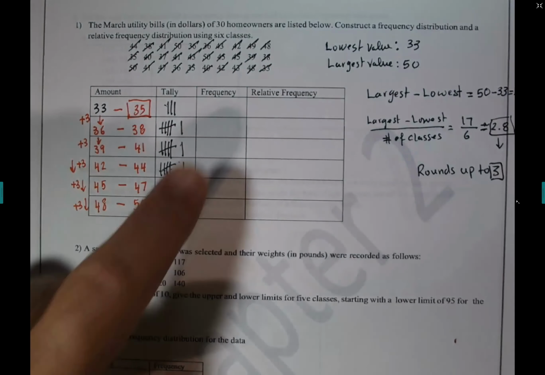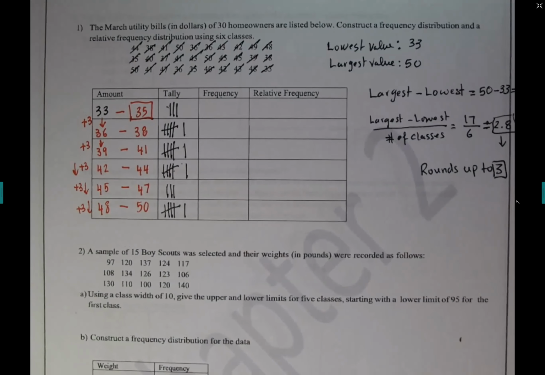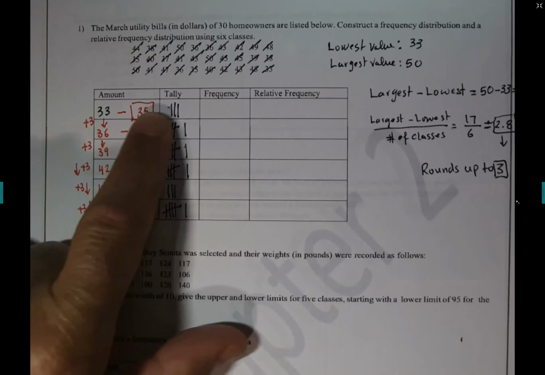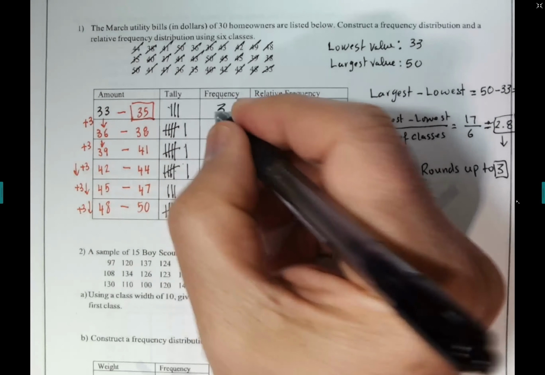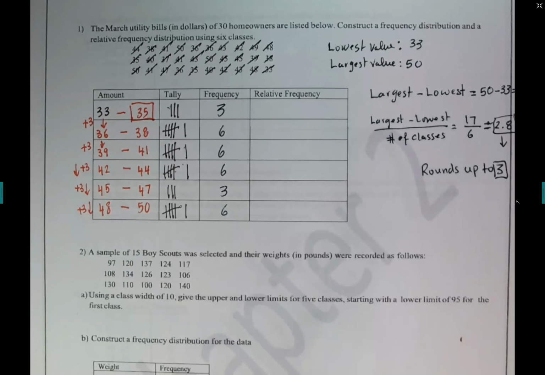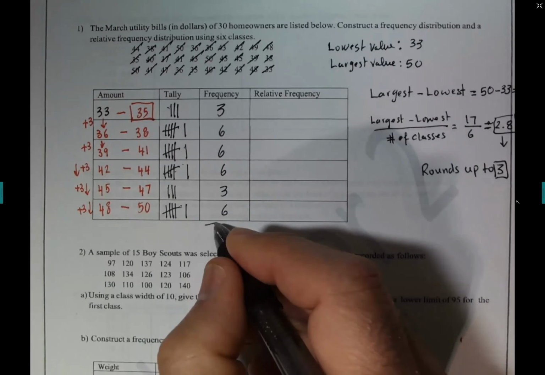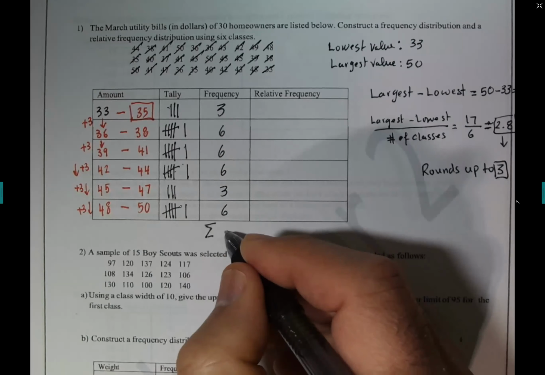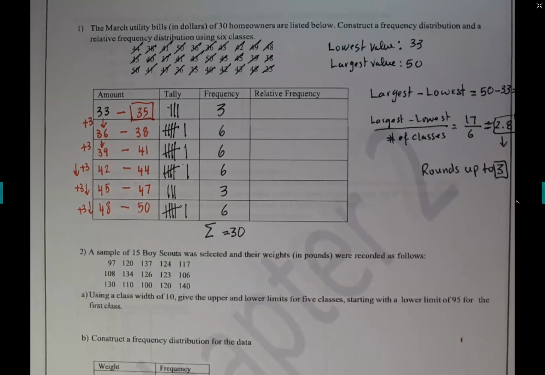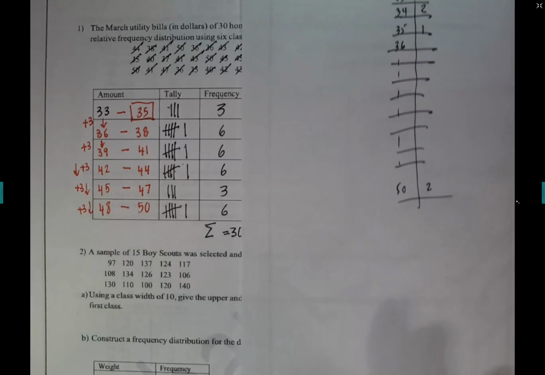Okay. Let me tell you what frequency means here. Frequency means how many values are there between 33 and 35 inclusive. There are 3. And a 6, and a 6, and a 6, and a 3, and a 6. And you guys, you should make sure that your sum of all the frequencies should add up to 30, because I have 30 values. If you don't get 30 values, that means you've made a mistake somewhere. So up to here, guys, you completed the table. This is called the frequency distribution table.